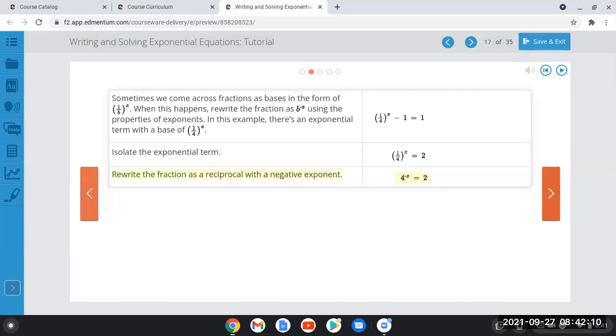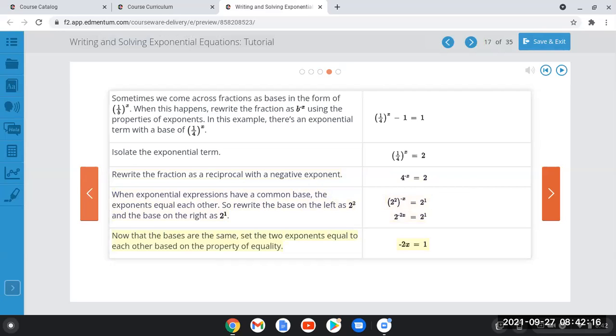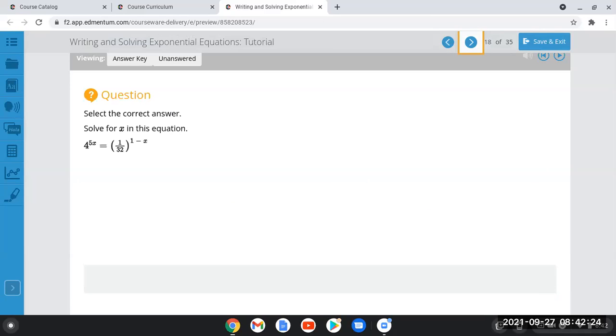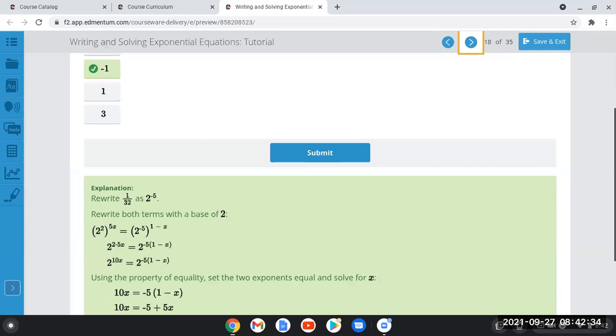Okay, here are some definitions for you. And then this one, I'll have a mini lesson on how to solve these, because it can be a little confusing with a fraction.